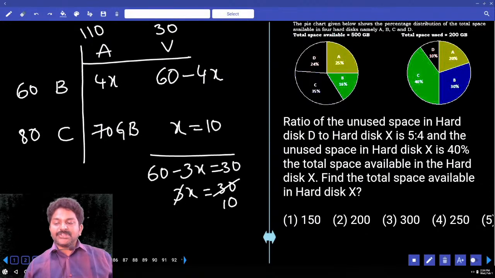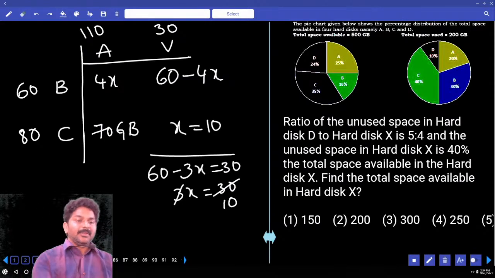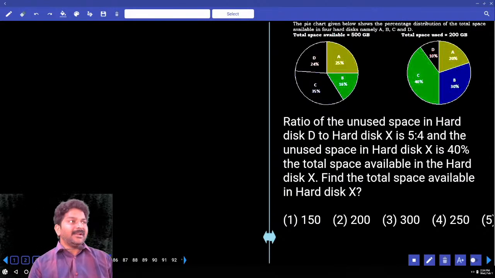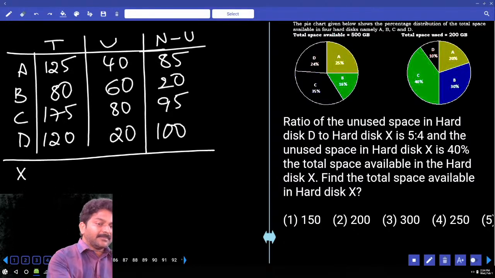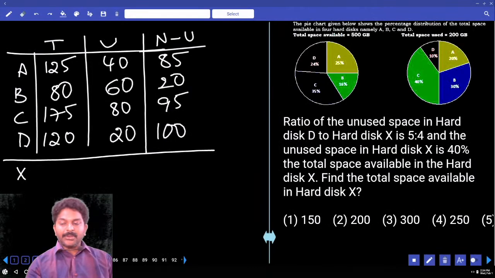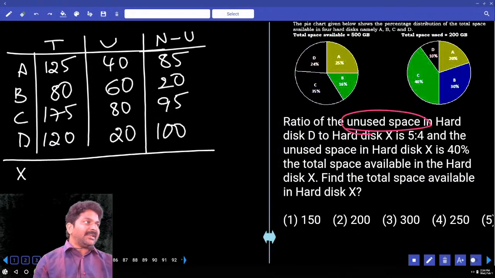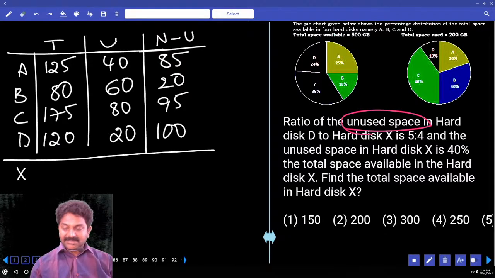Ratio of unused space in hard disk D to hard disk X is 5:4. First of all, we don't have hard disk X, so now I am writing X here. Are they talking about used space or unused space? And order is important. D followed by X.